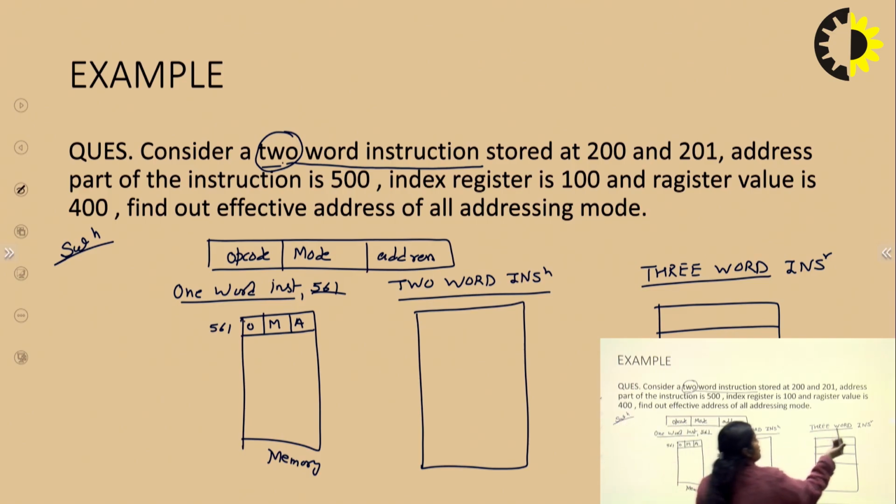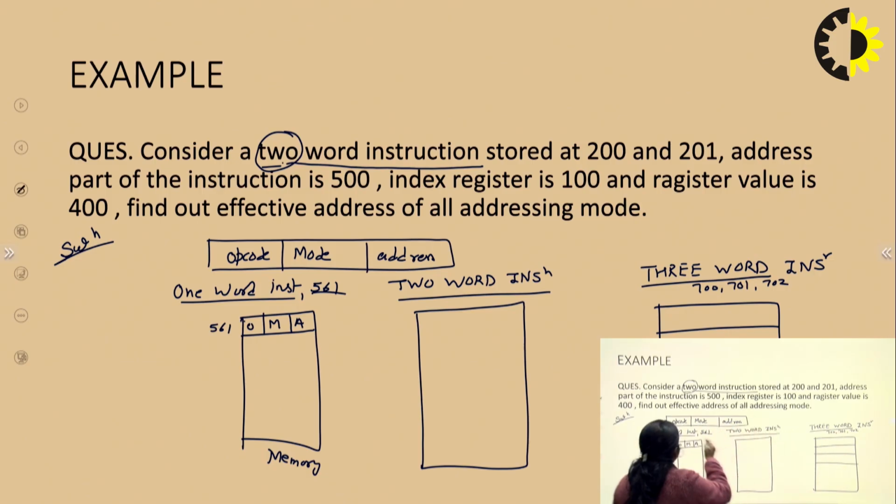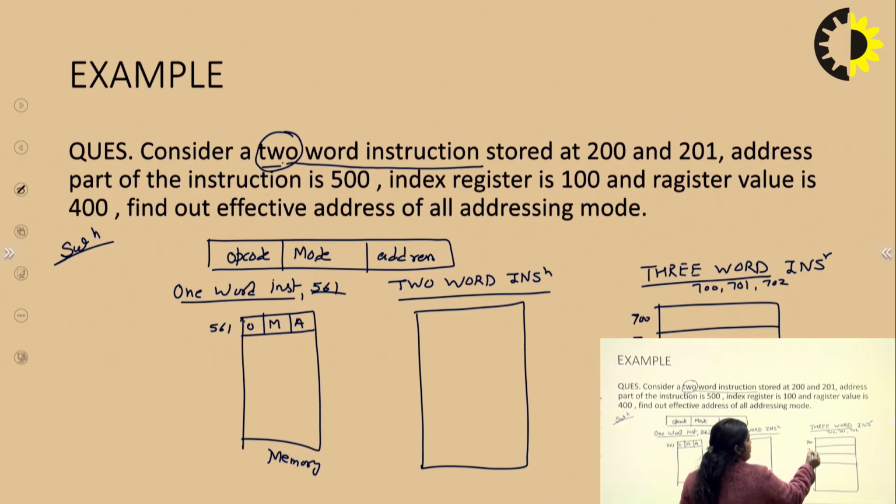Three word instruction, suppose that it will be stored here in 700, 701 and 702. These are the three words. And you know that there is an opcode, mode and address. It means in the first address 700, 701 and 702, there is an opcode, there is a mode and there is an address. Simple. Because of the three addresses, you can map it now.